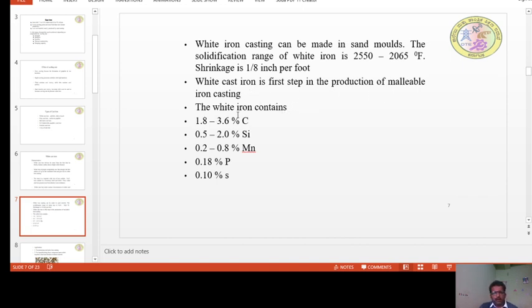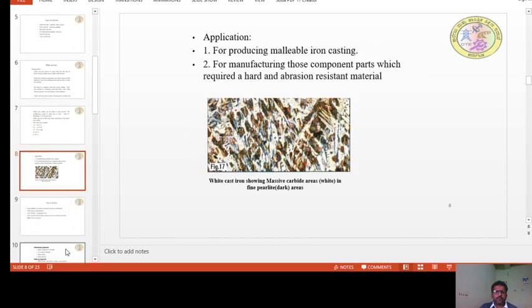The general composition of white cast iron is 1.8 to 3.6% of carbon, 0.5 to 2% of silicon, 0.2 to 0.8% of manganese, 0.18% of phosphorus, and 0.1% of sulfur. This is the composition of white cast iron, and various applications are for producing malleable cast iron.